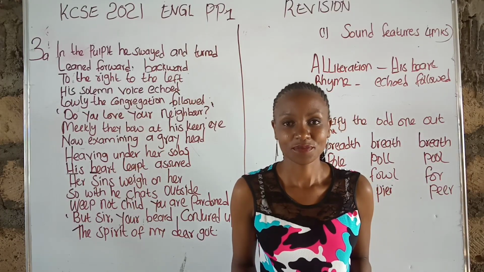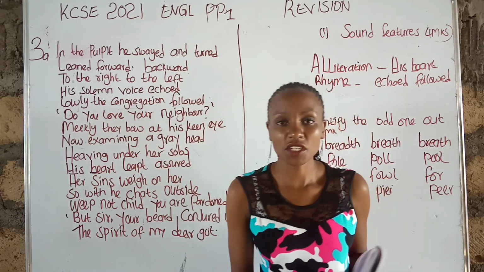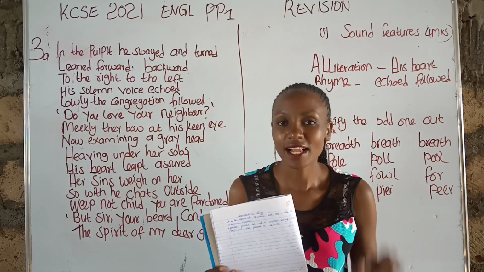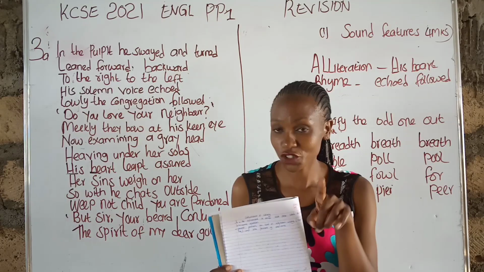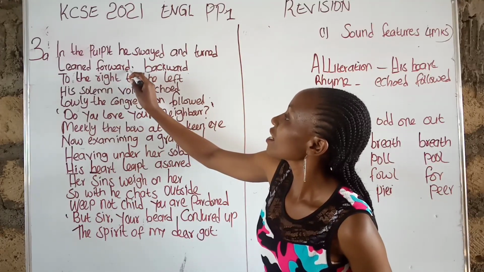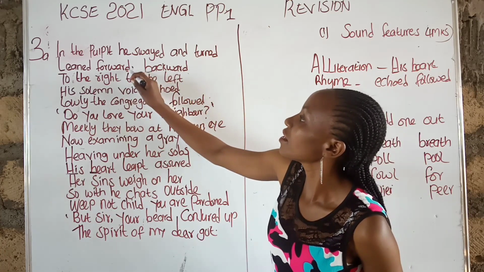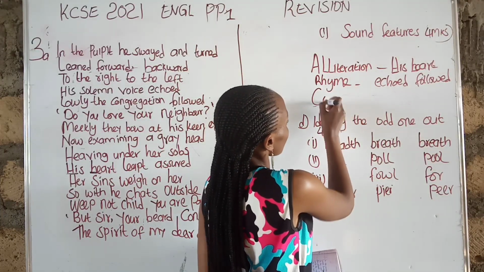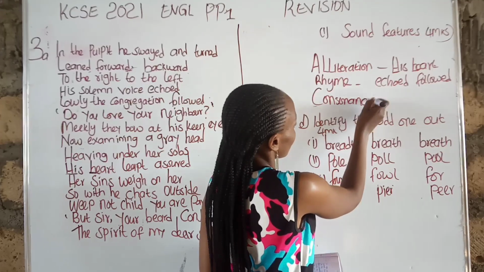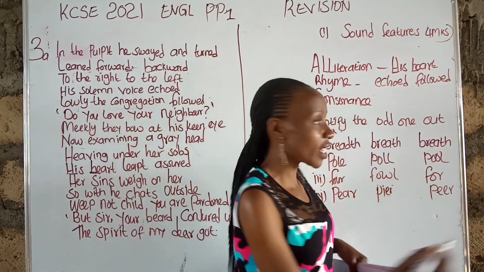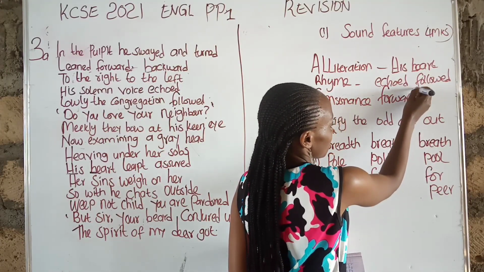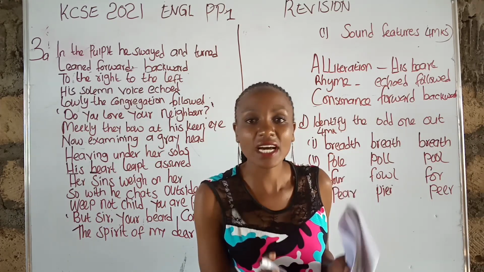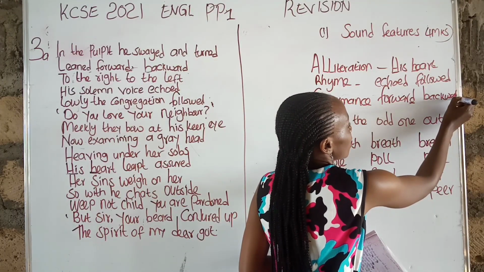And lastly, here we have the consonance. It is the repetition of consonant sounds in the middle or at the end, but in our case, they are repeated at the end. Line 2, can you see it? We have forward and backward, the der and the der, but don't include this one because it's pronounced in a different way. So we have consonance, supposed to be forward, backward. You have to underline the repeated sound only, the der and the der.